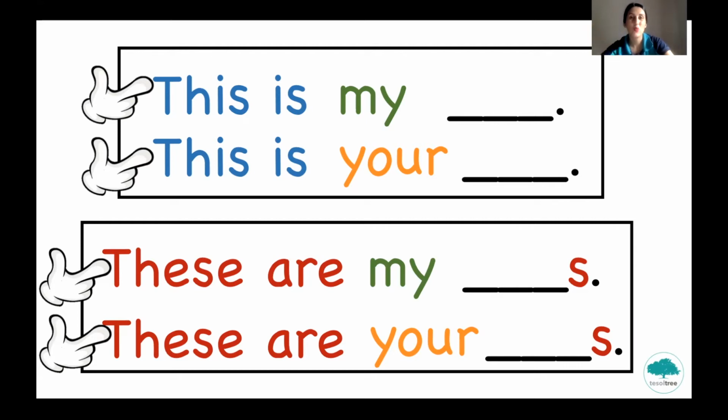Good. And we use these are if we talk about many objects. Not one, but 2, 3, 4, many. For example, I have color pencils. These are my color pencils. If you have color pencils, we will say, these are your color pencils. Let's have a look at some more examples.